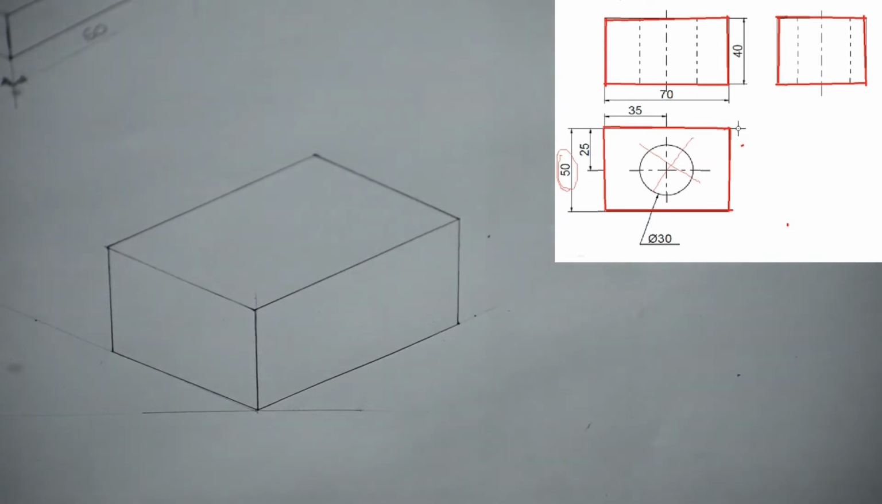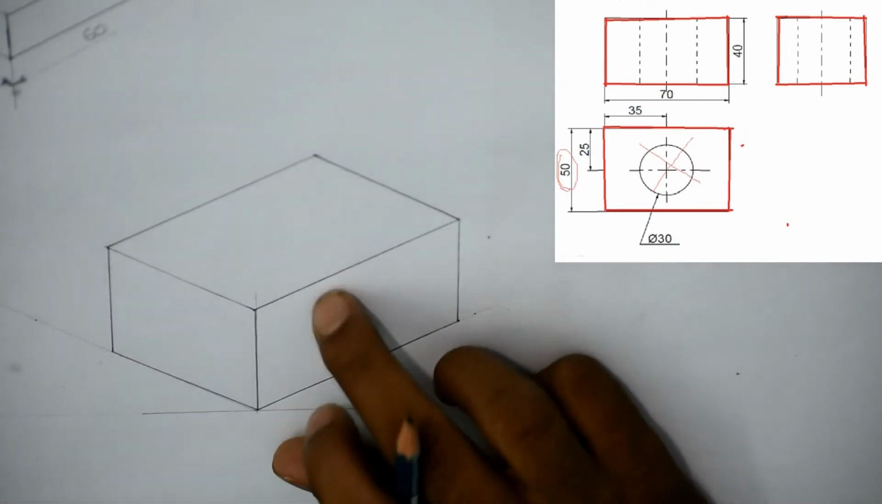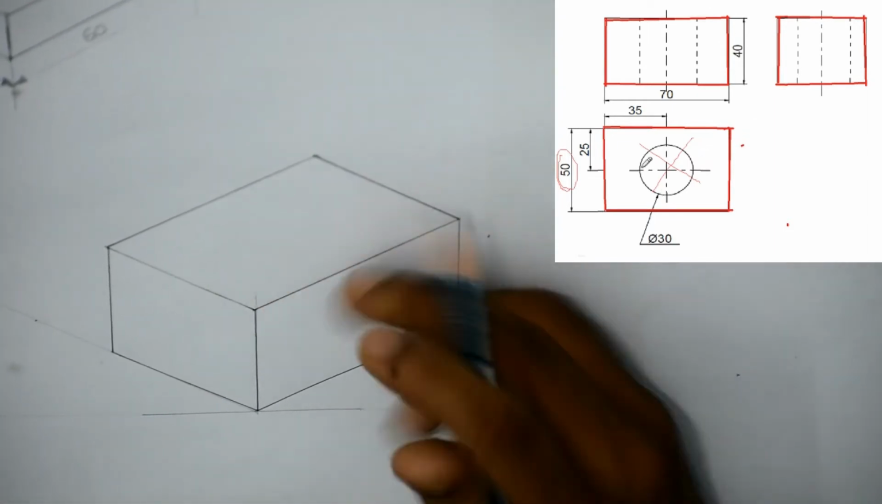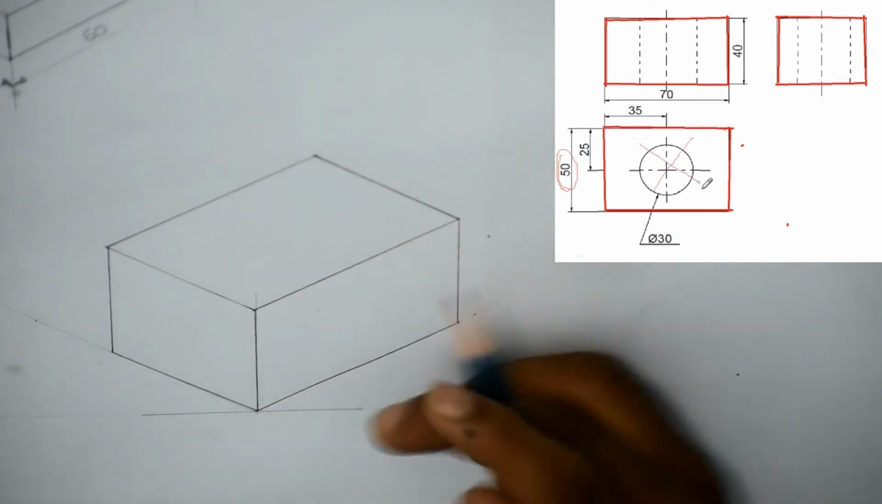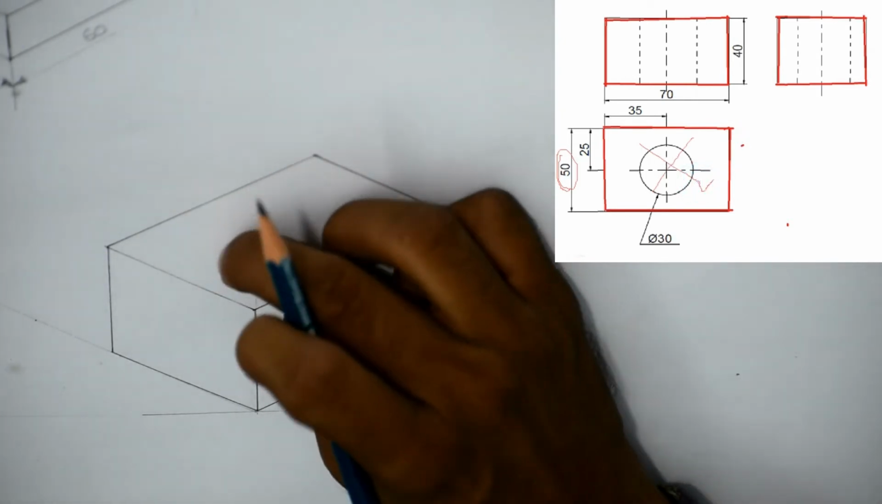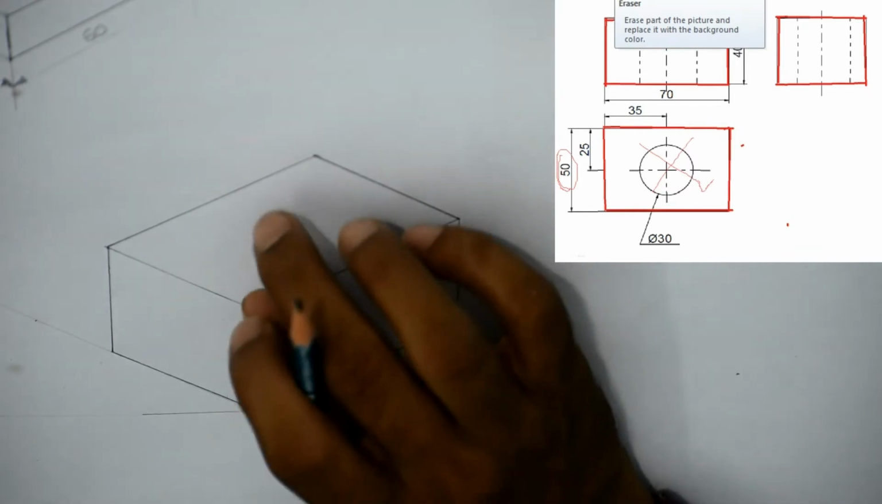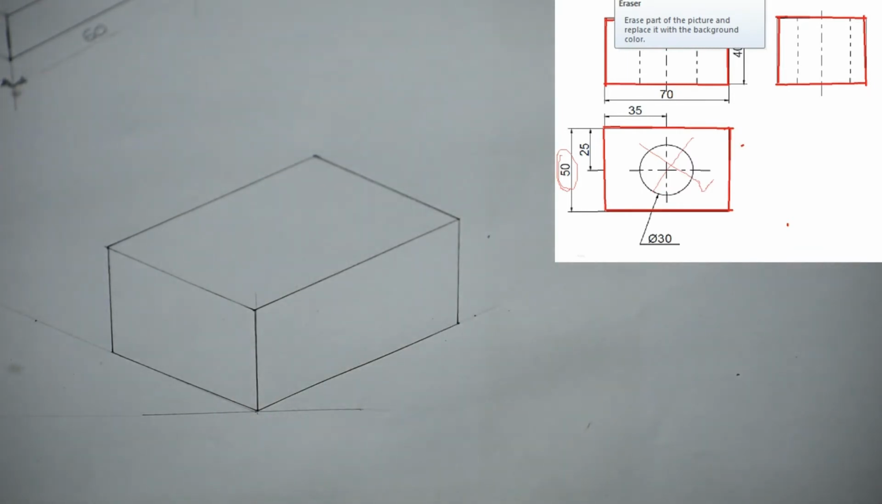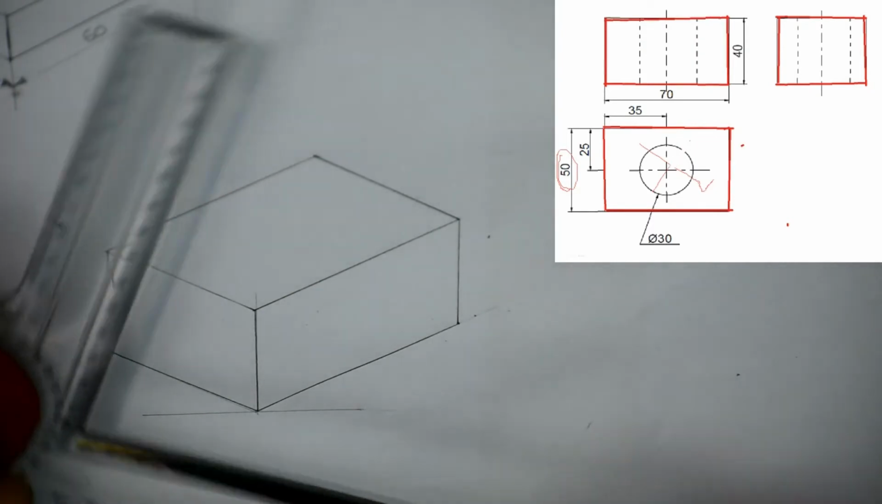Actually this is a simple box, but in the question there is a hole here, so we have to draw a hole here. We cannot directly take the compass and draw a hole here, because it is an isometric view and it will look something like an ellipse shape. So for that reason, first I will define its center.